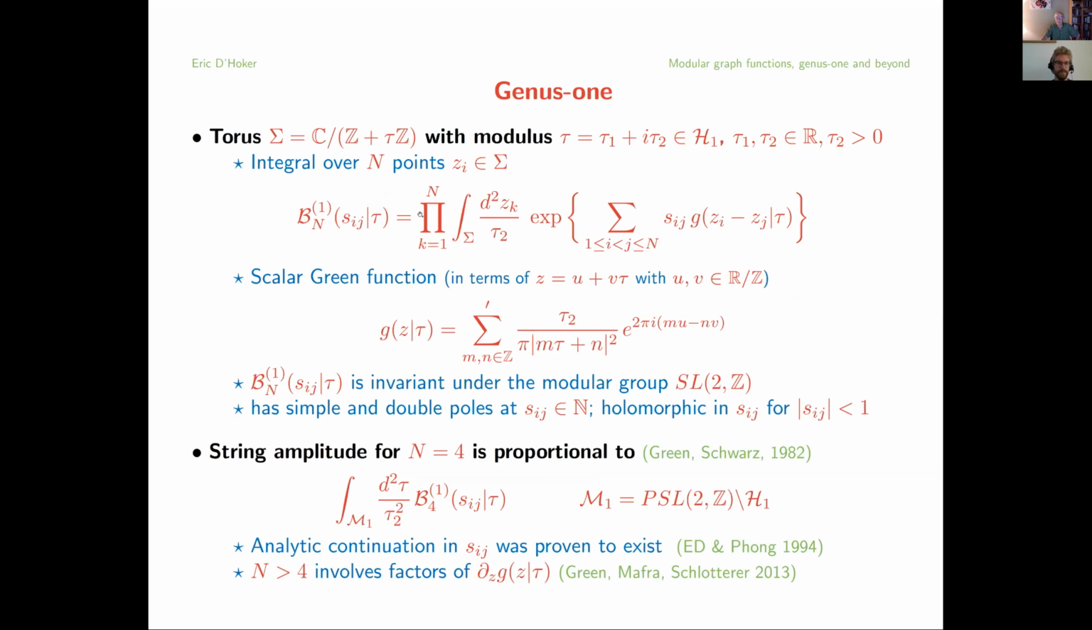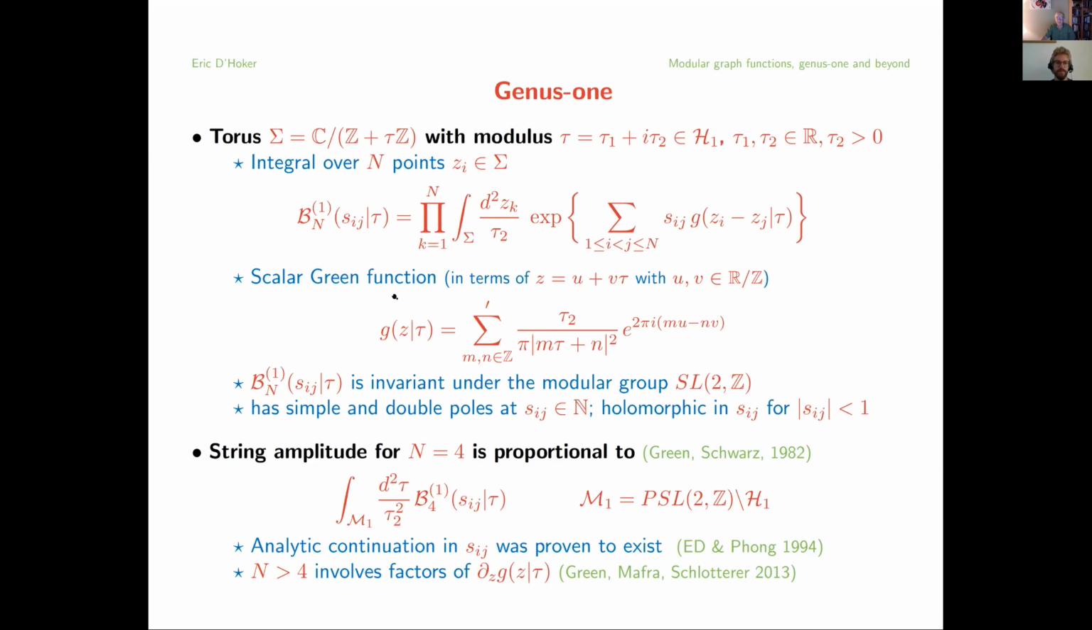And if you inspect this quantity for given tau, you will see that it has simple poles and double poles at integers. And it is actually holomorphic in Sij in a radius of convergence of size 1. And that's because the only singularity in G is actually a short distance singularity when Z goes to 0. And that singularity is logarithmic. And so when you expand this in a power series, you can integrate powers of logs just as much as you want.